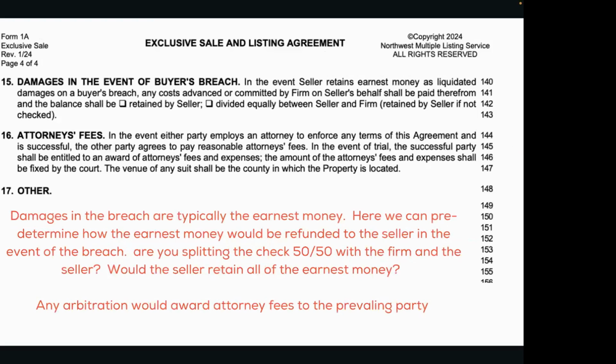Damages in the breach are typically earnest money. So here we can prepare and predetermine how the earnest money will be refunded to the seller in the event of a breach. Are you going to be splitting 50-50 with the firm and the seller? Would the seller be retaining all of the earnest money? Again, a conversation you need to have with your seller.